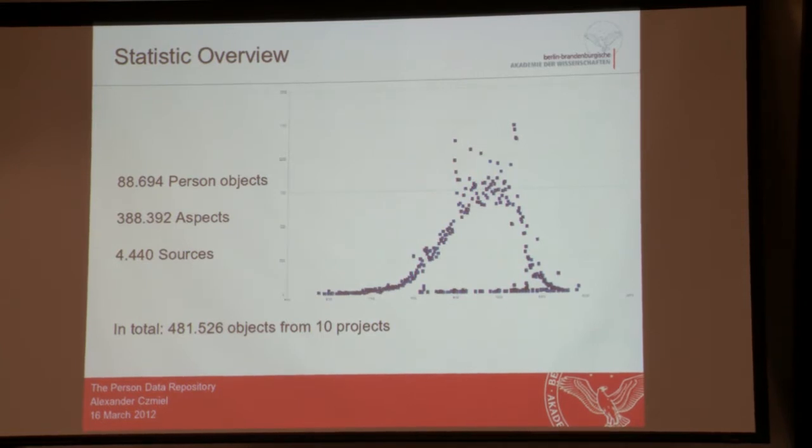We have 400,000 aspects, which is the information about a person from circa 4,000 sources. So in total, we have to deal with circa 500,000 objects from these 10 different projects. And in this diagram, you can probably see, or probably you can't see, I cannot, the distribution of the aspects, the information. The peak is in the middle of the 19th century.